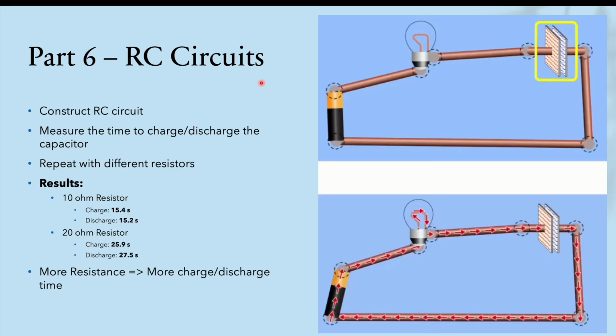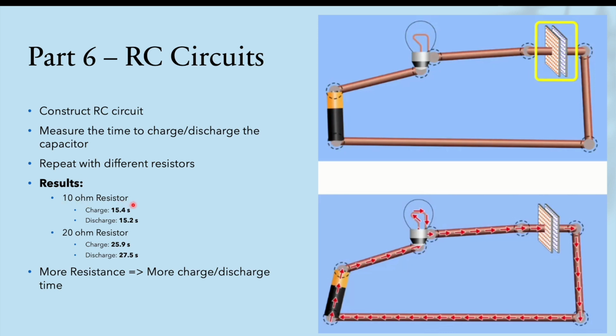In part 6, we are examining an RC circuit, which is a resistor and capacitor, in this case a resistor being a light bulb. We're first constructing the RC circuit, then we are measuring the time to charge and discharge the capacitor in the circuit, and then we're going to repeat with a different resistance in the light bulb.